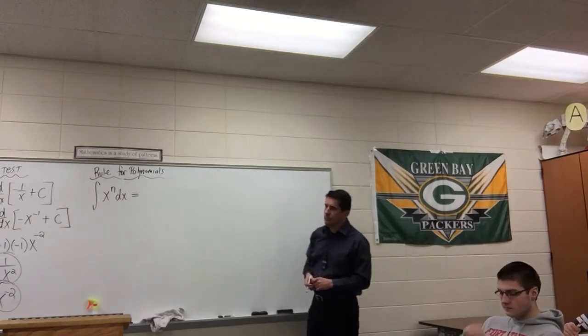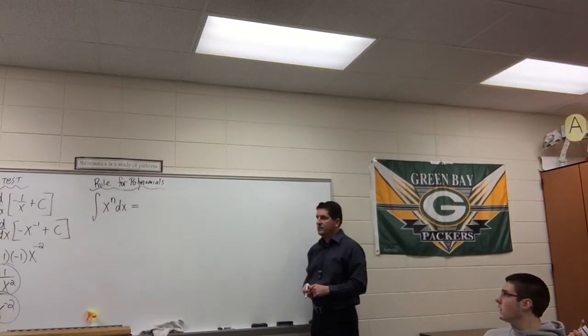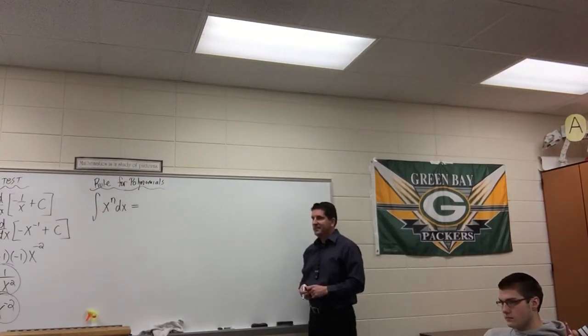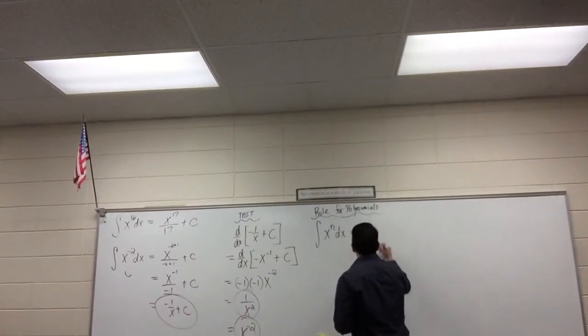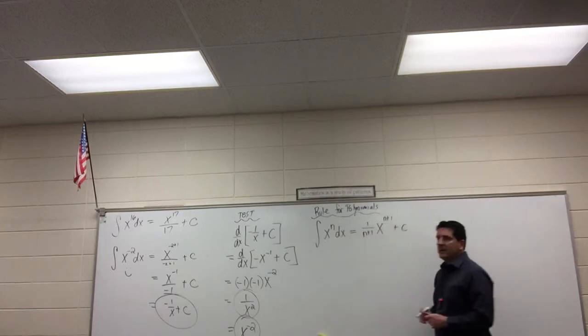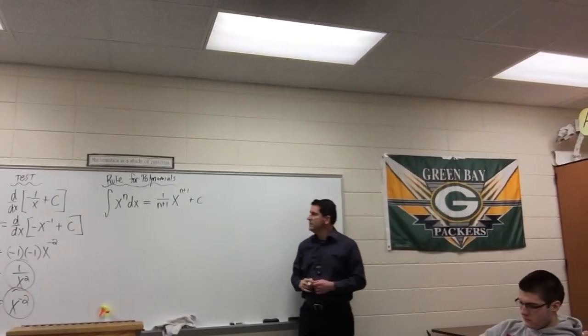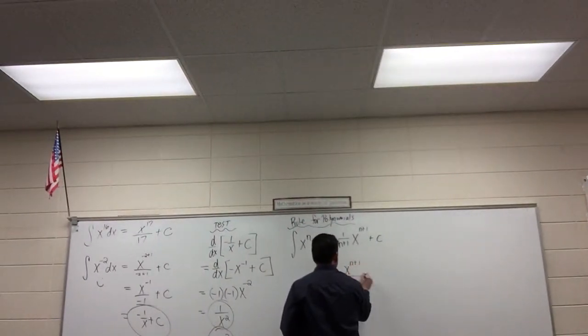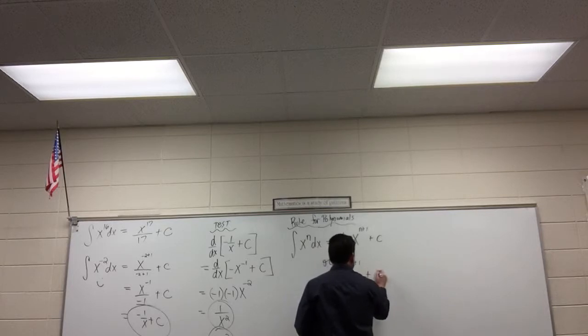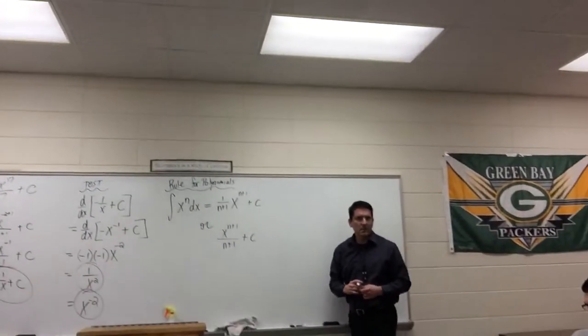Okay? This side, somebody, what'd you get? Jenny. Okay, so you can write it a couple of different ways. If you say, well, it's 1 over n plus 1 times x to the n plus 1, don't forget the constant, then that's okay. If you wrote it like this, x to the n plus 1 over n plus 1 plus c, that's also okay. Okay, either one's fine.